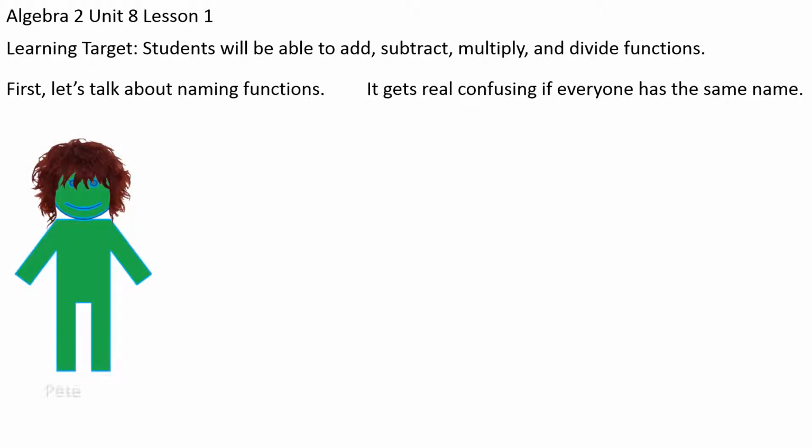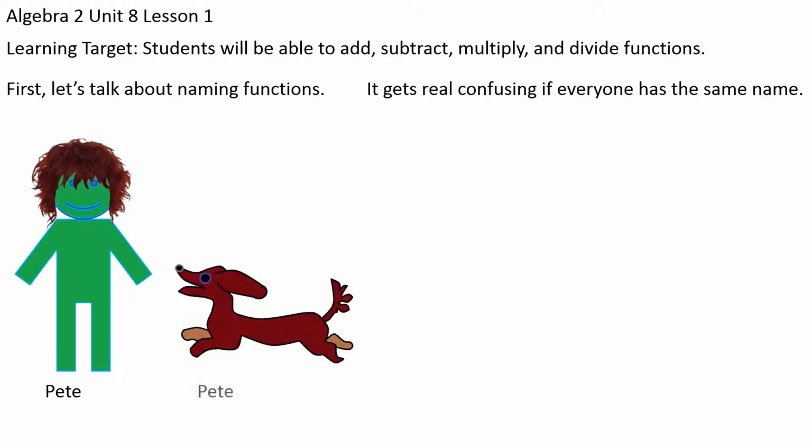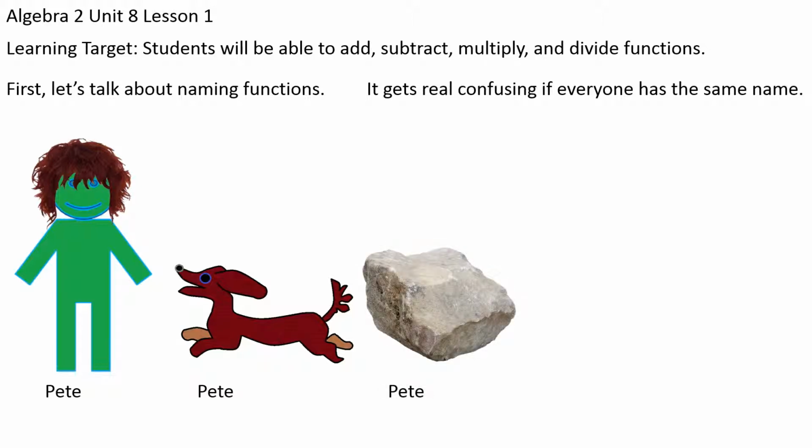So let's pretend we got our friend Pete, and his pet dog is named Pete, and his pet rock is named Pete, and even his imaginary friend, who most people don't see very well, is named Pete. This is real confusing. So perhaps instead of just calling him Pete, we'll use his first and last name. So we got Pizza, and Pete the dog, and Pete the rock, and Pete the imaginary friend. Now it's more clear who we're talking about, whether it's Pizza, Pete the dog, Pete the rock, or Pete the imaginary friend.